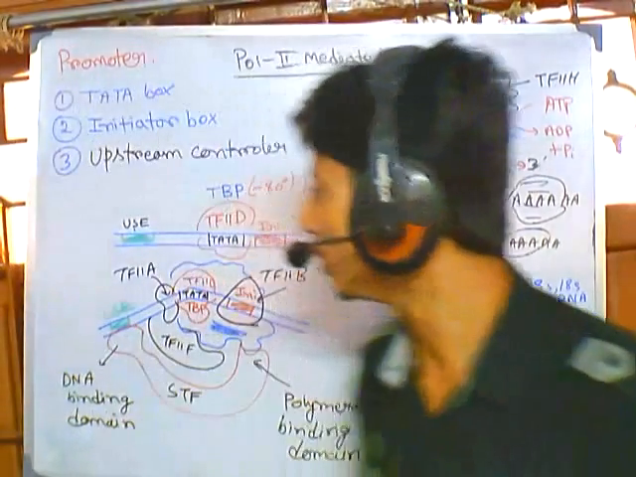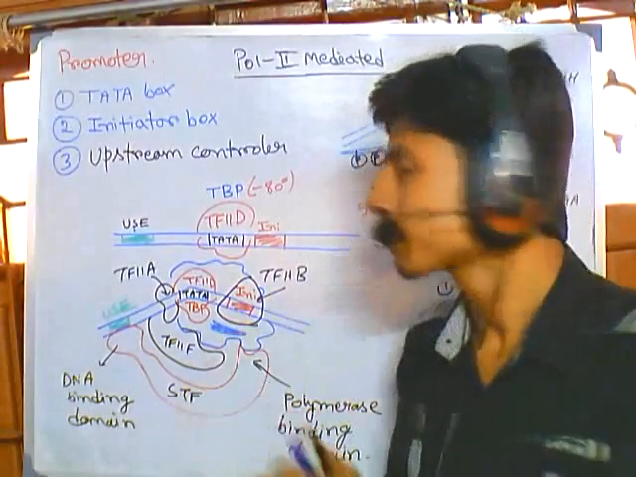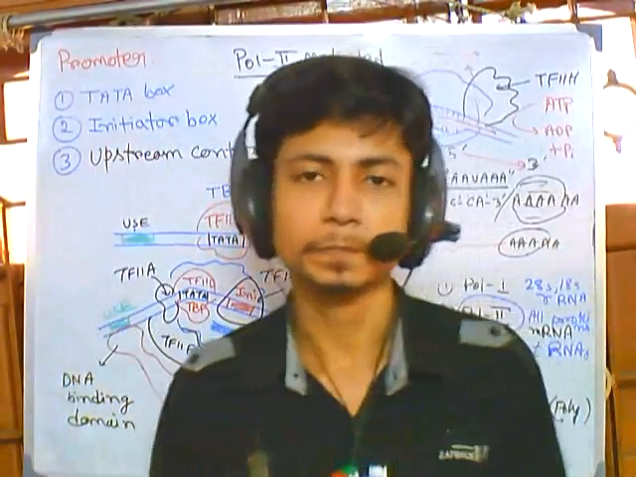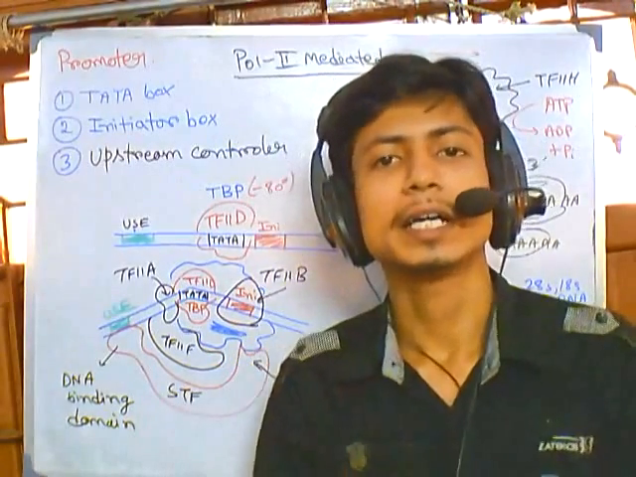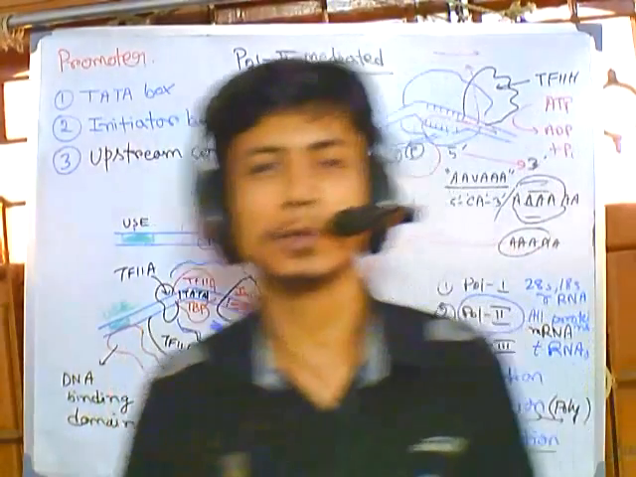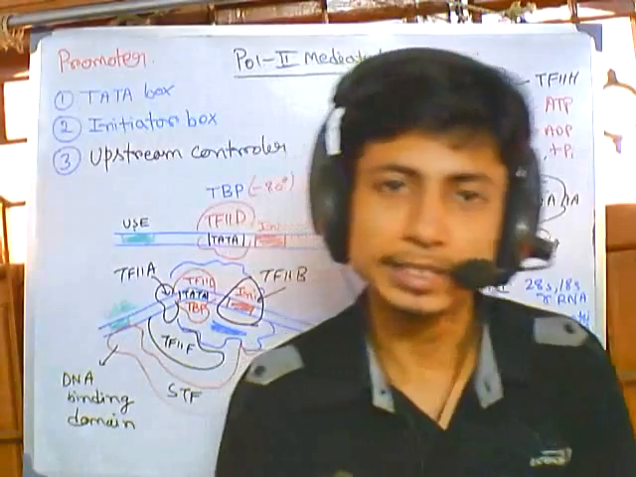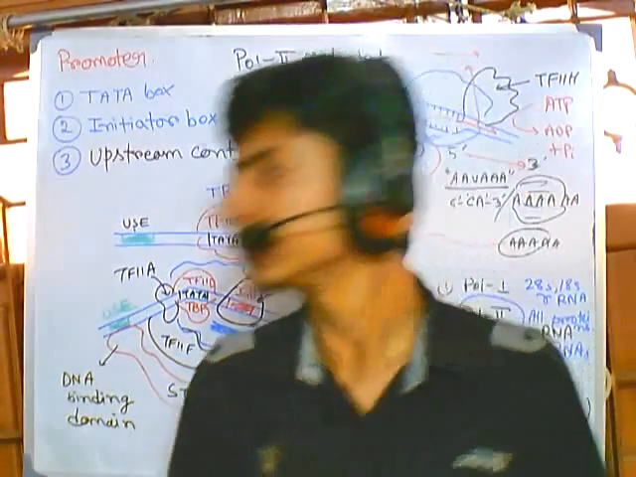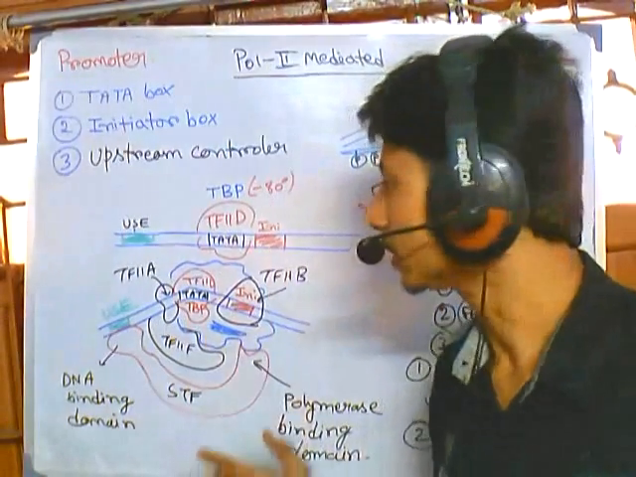Okay, so what will happen in the case of this polymerase 2 mediated process? Again, three things are important. One is the promoter region of the DNA. Second is the polymerase itself. Third is the transcription factors. In polymerase 2 mediated transcription, we require both generalized transcription factors, GTFs, as well as specialized transcription factors, or STFs.